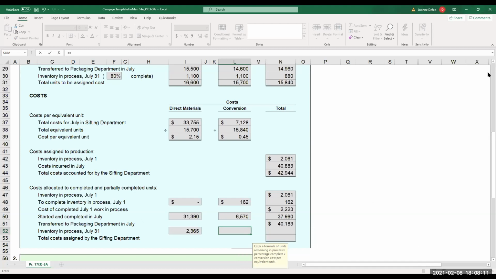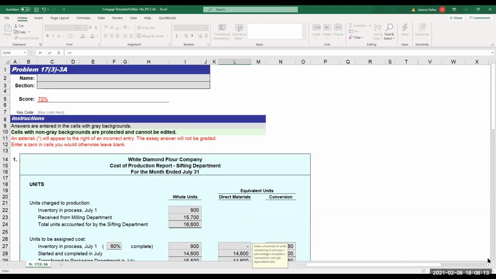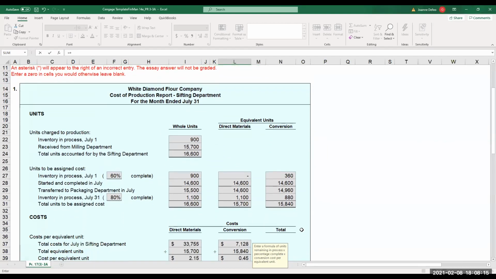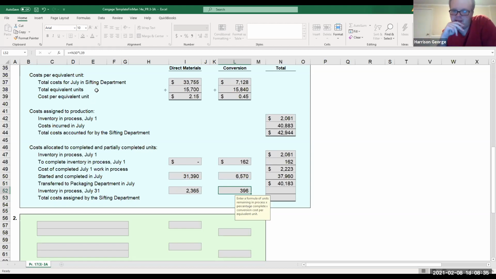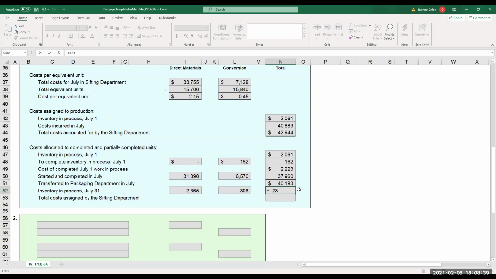So we're going to take this. Let me just go down here. This is going to be 880, not the 1100, because this is inventory at July 31. And we go down here times 45 cents, because that's the conversion. So it's good. Then add them up. Yeah, exactly. So now we add them up. Equal 2365 plus 396.